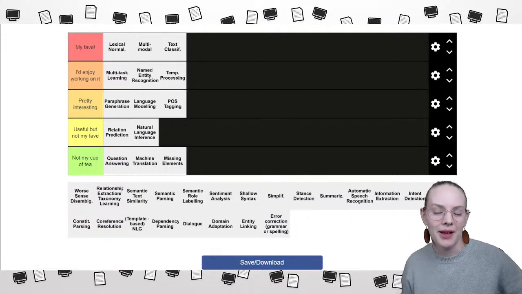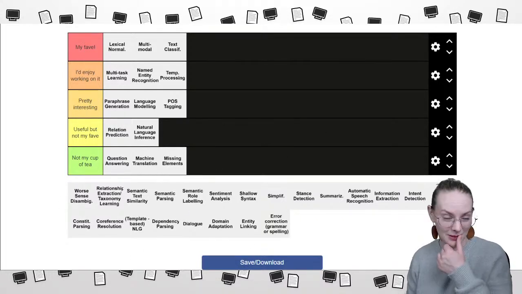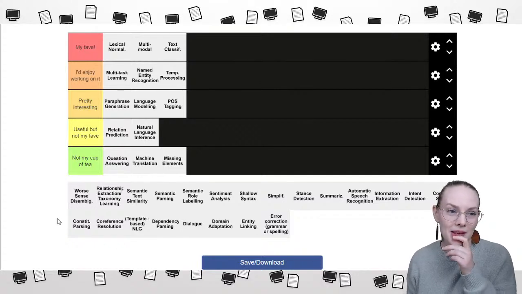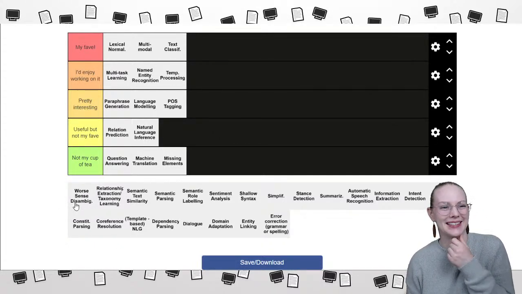All right, we're getting there. I'm actually surprised at how even these are so far. When I was going through and making these things, it seemed very syntax heavy. So I thought we'd have a lot of not my cup of teas or hot chocolate because that's what I'm drinking. This is supposed to say word. This is supposed to say word sense disambiguation.